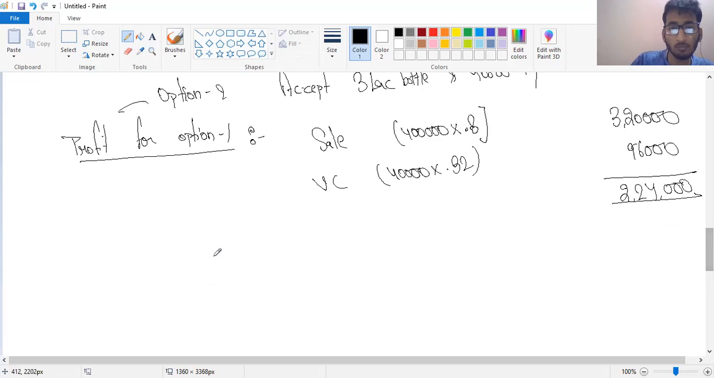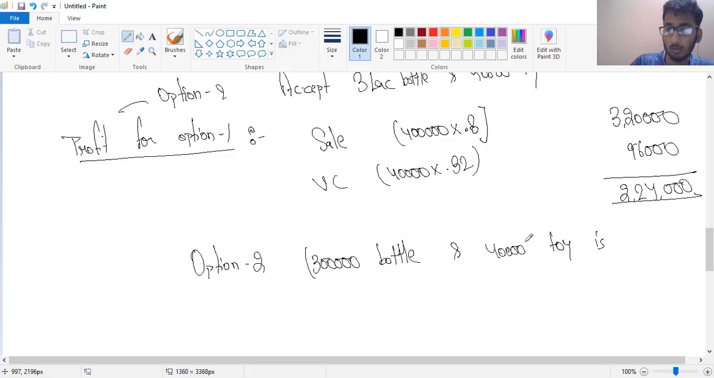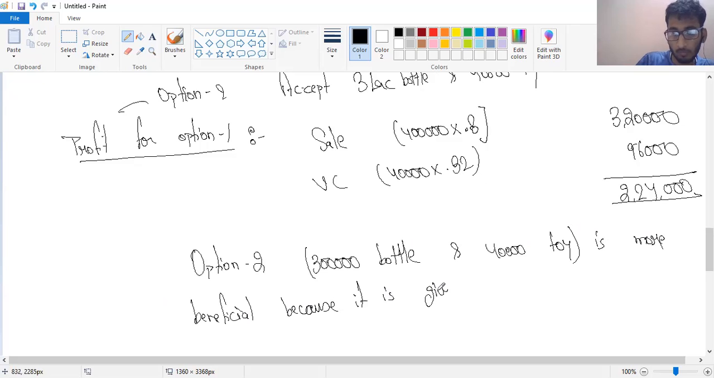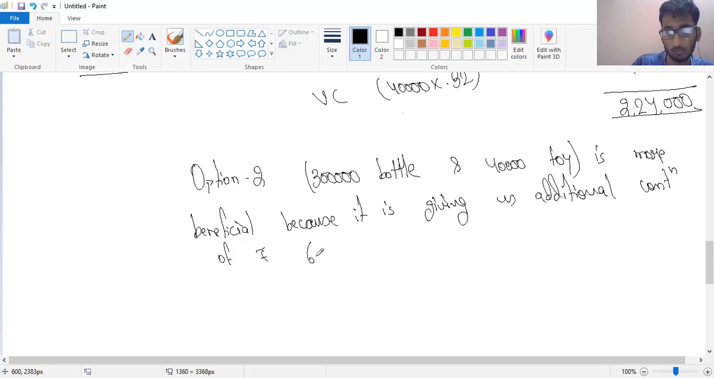So I can say option two, 3 lakh bottle and 40,000 toy, is more beneficial because it is giving us an additional contribution of, I think, 60,000 rupees. And since it is giving us the additional contribution of 60,000, it would be more beneficial to us.